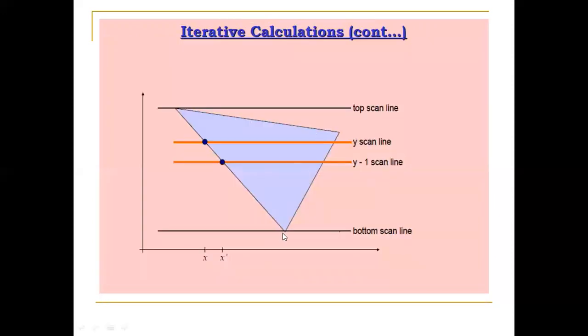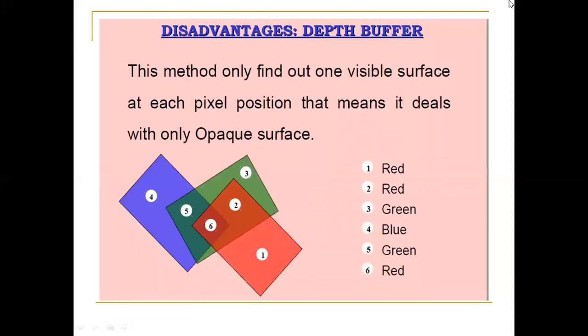So this is how you are iteratively calculating, right? You're always moving from bottom to top. So if this is y scan line, this will be y minus 1; if this is y minus 1, this will be y, right? And the x axis is always moving from the first pixel x to the next pixel x dash. To calculate x dash, you are making use of the formula x plus 1 by m, right?